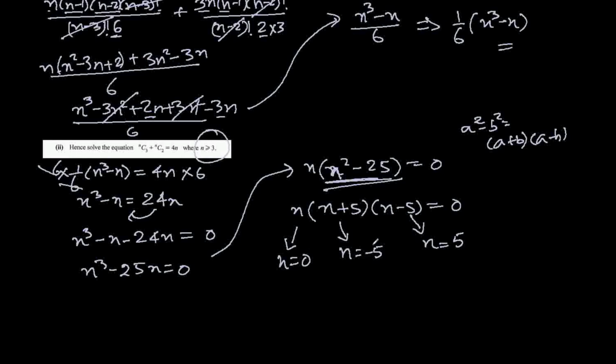That means this is rejected. It is less than 3. It is rejected. This is the final solution.